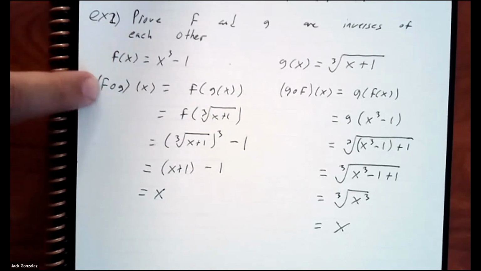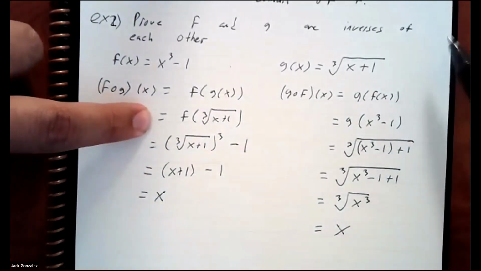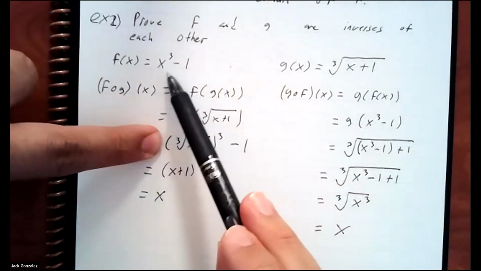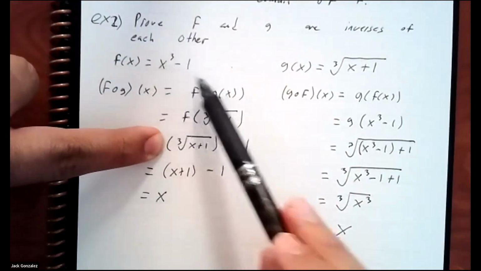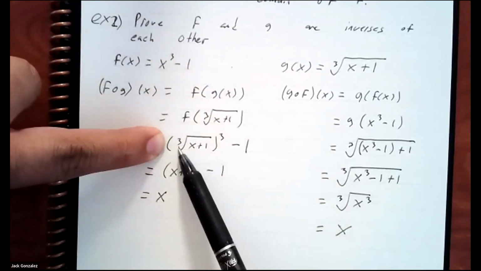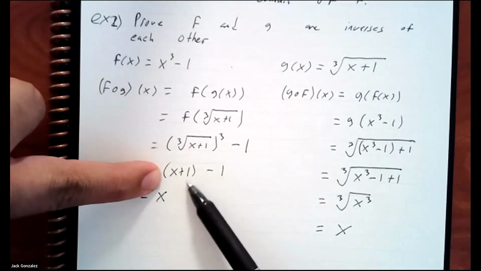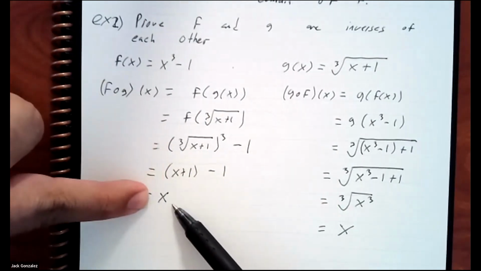So I did F of G, put the G inside the F. So there it is. F, all it does is cube whatever you plug in, right? And then subtract 1. So it's cubing my input. The cube cancels the root, subtract 1 cancels that 1. We got an X.